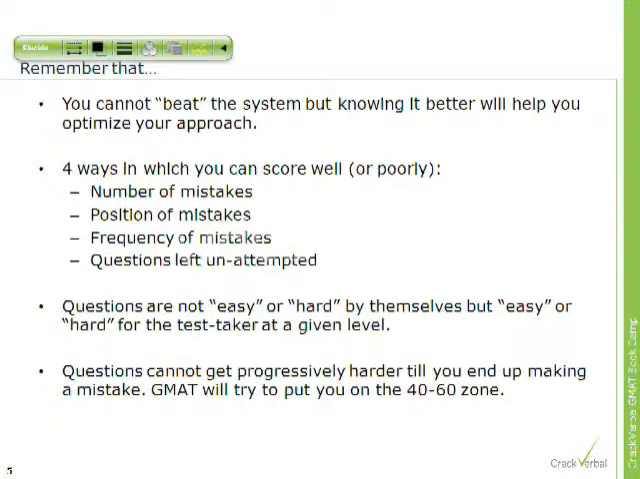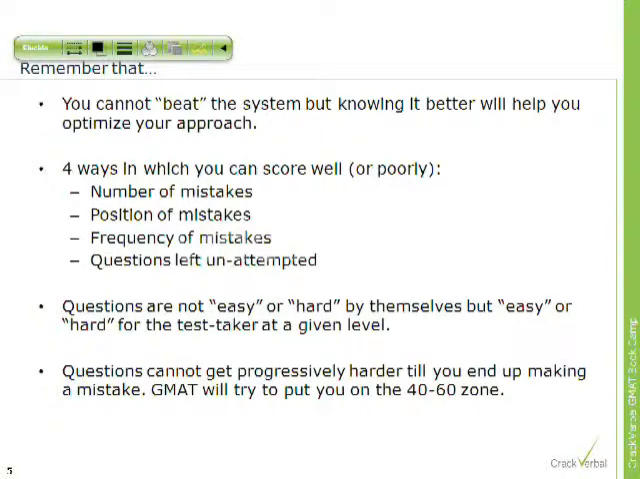And if you are in a position where time has run out, make sure that you go ahead and guess the answer. Never, ever, ever leave questions unattempted on the GMAT, because you're going to be penalized more heavily for leaving it unattempted rather than making it wrong.